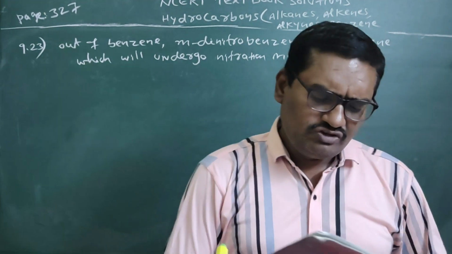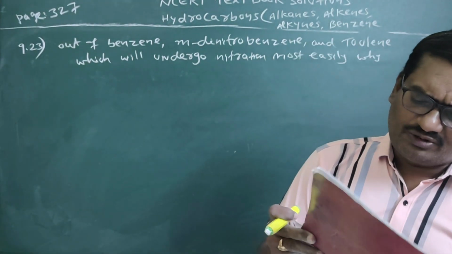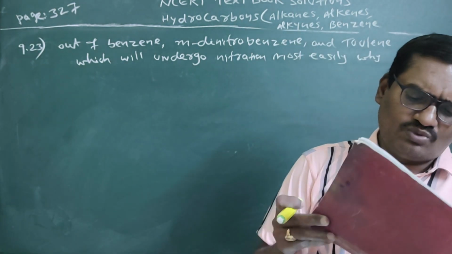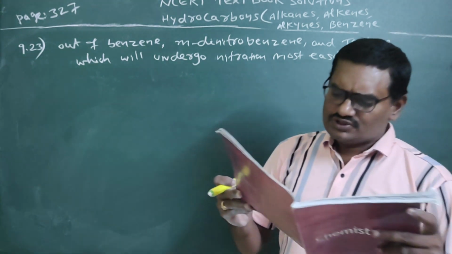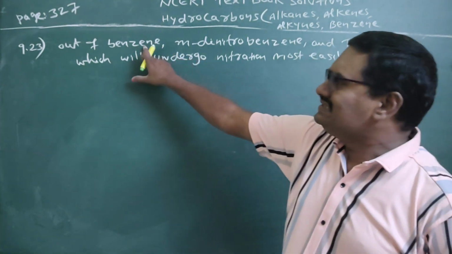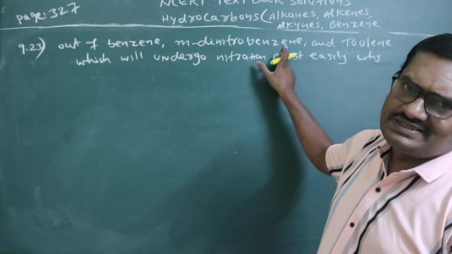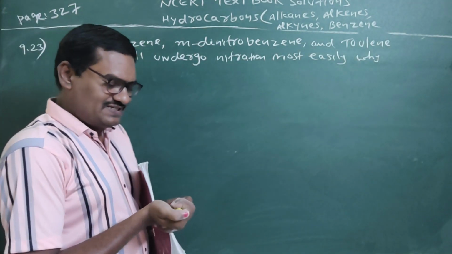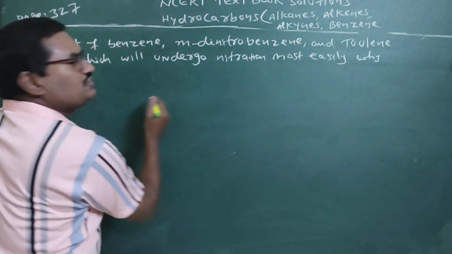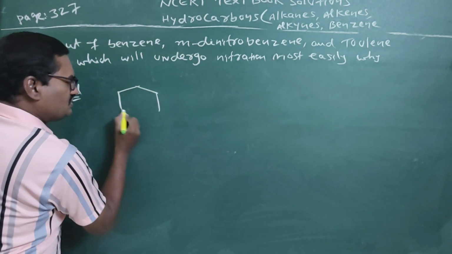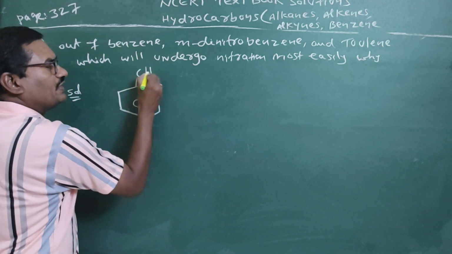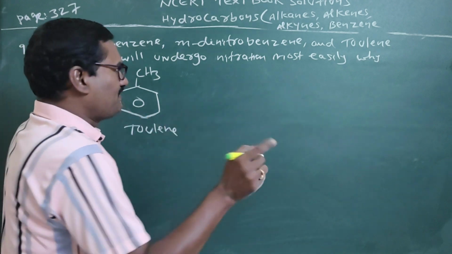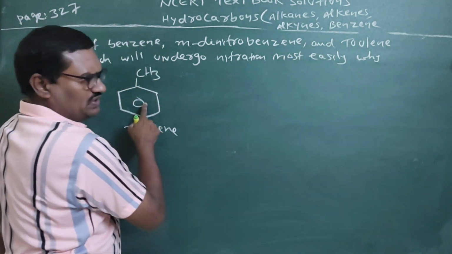Out of benzene, metadinitrobenzene and toluene, which will undergo nitration most easily and why? So here, see benzene, metadinitrobenzene and toluene. The correct answer is: the highest reactivity is toluene. Toluene means methyl benzene. I will explain: the first, highest one is toluene.